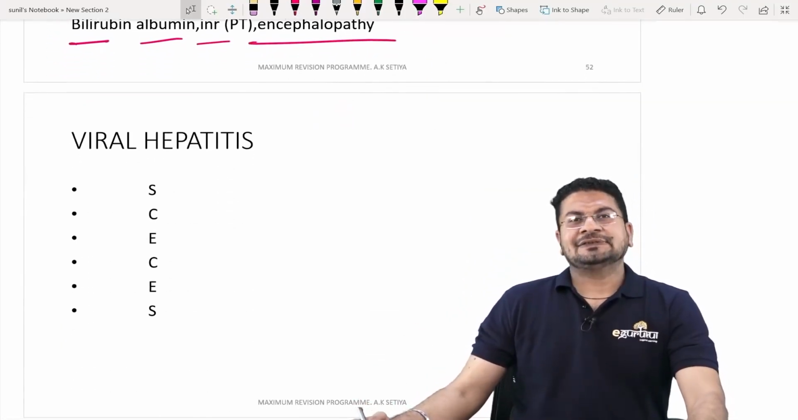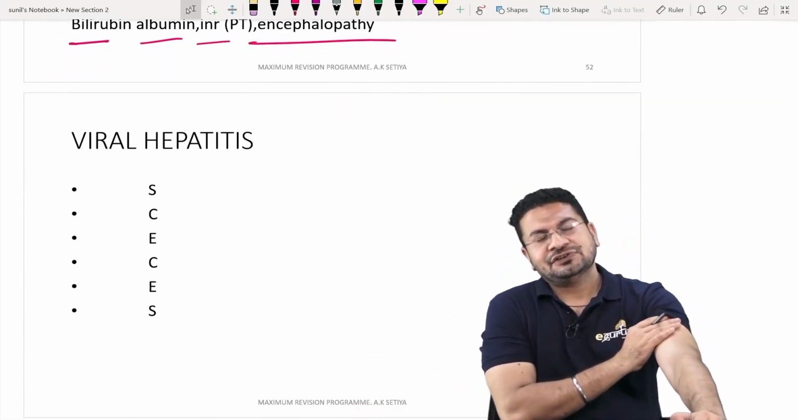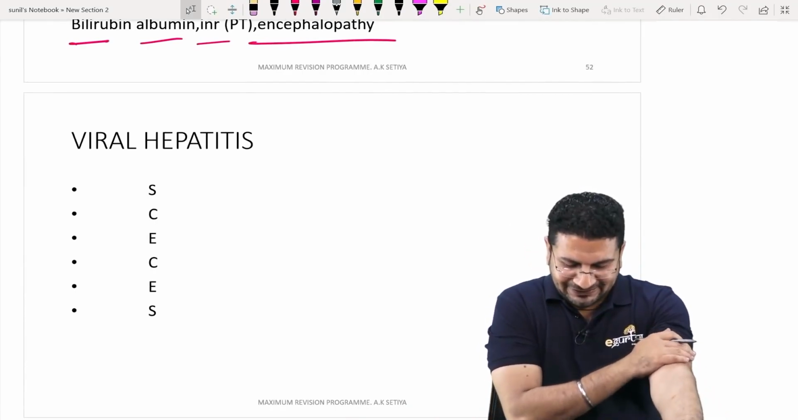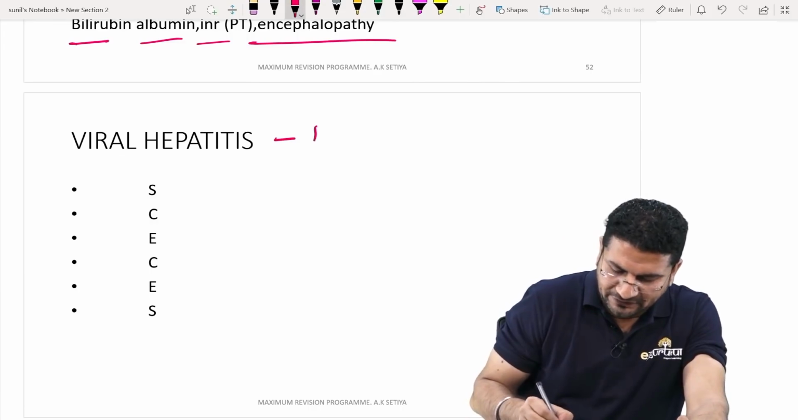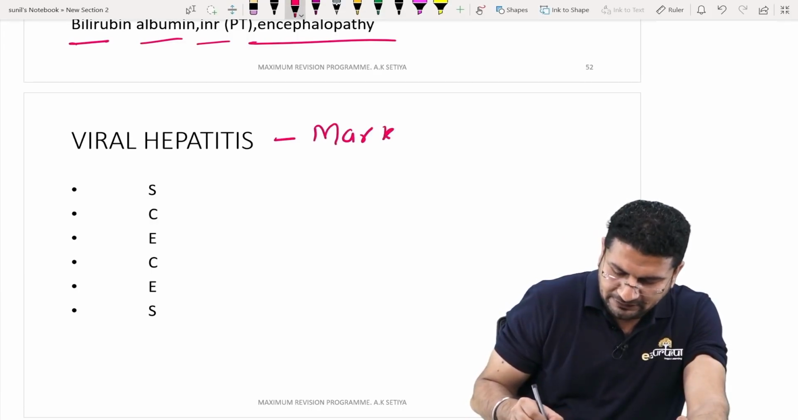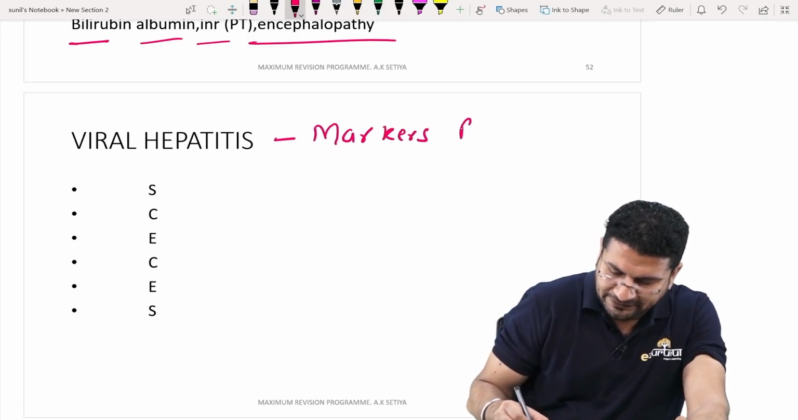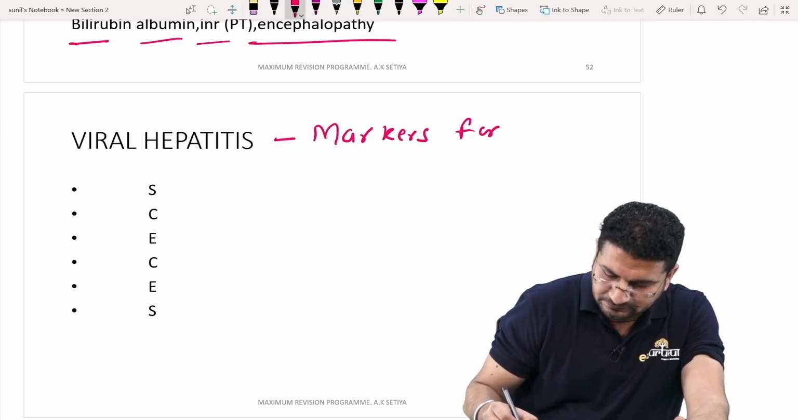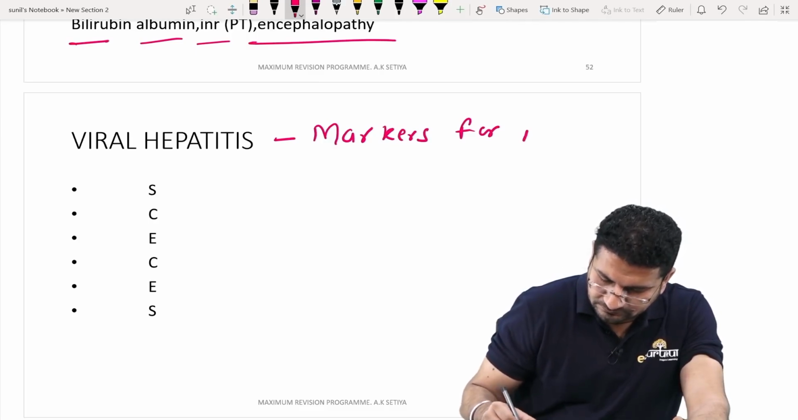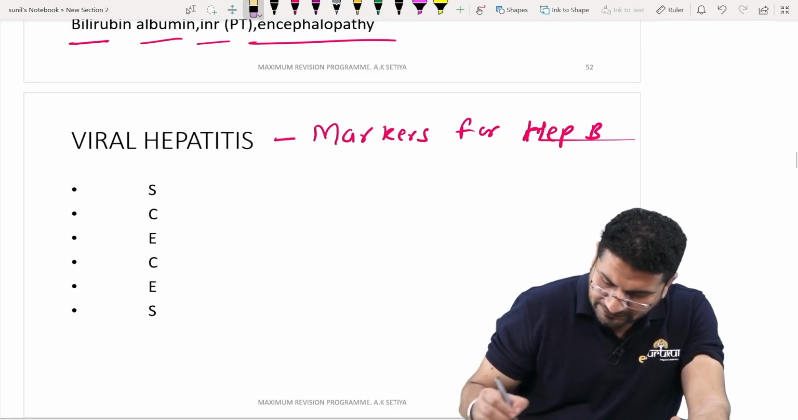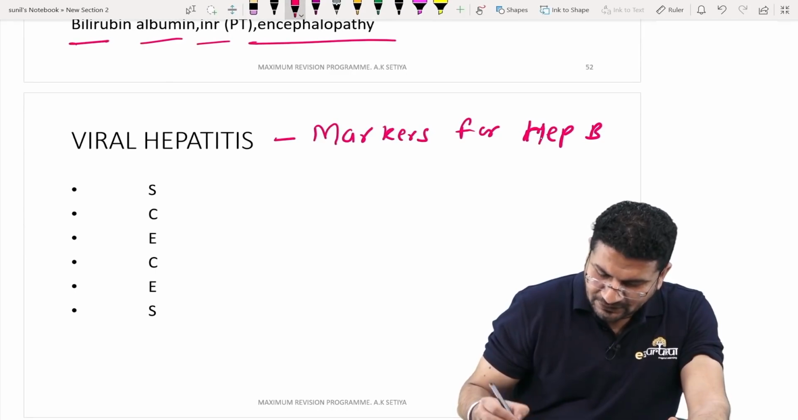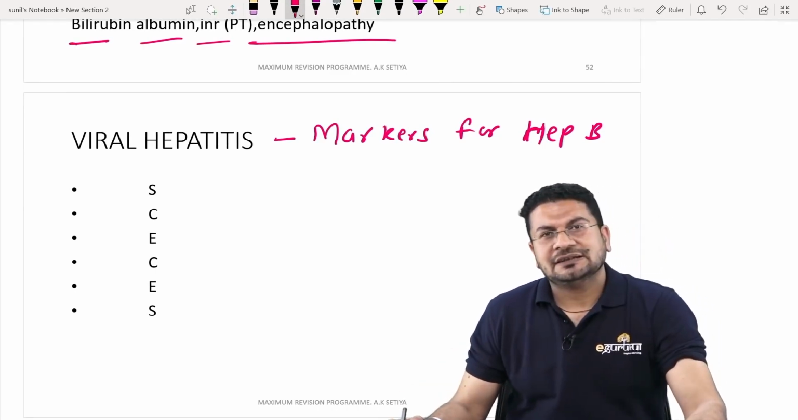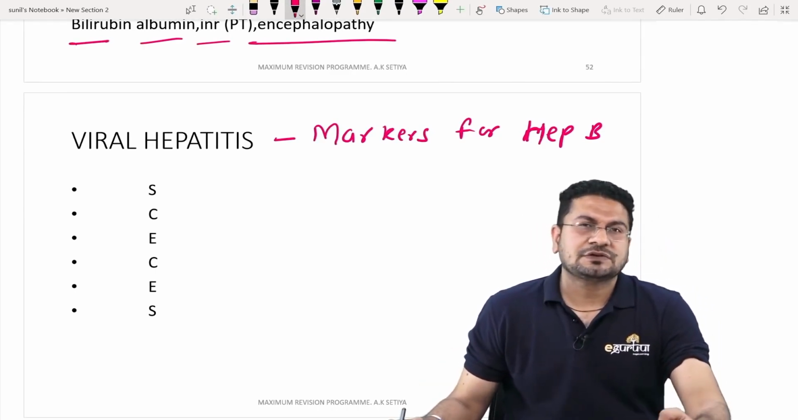Then this is one tough thing that they ask in exam which is difficult for students. What is this? These are markers for hepatitis B. So understand this. This is one question that comes in exam, and I have seen most of the students skip this topic.